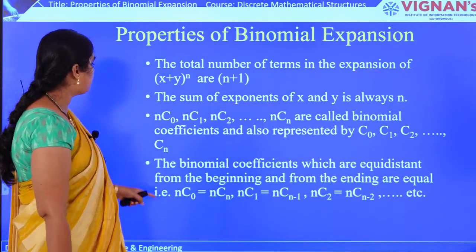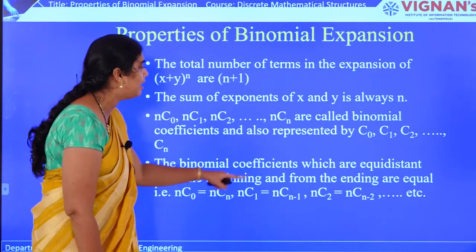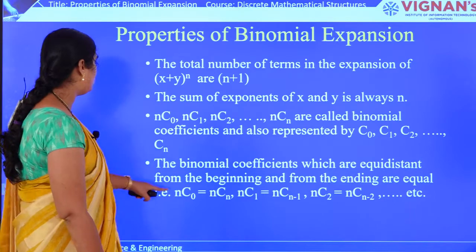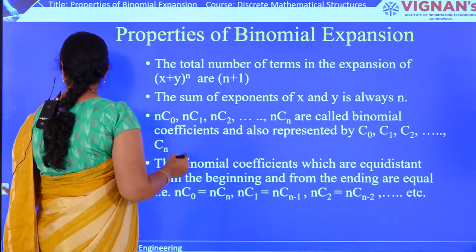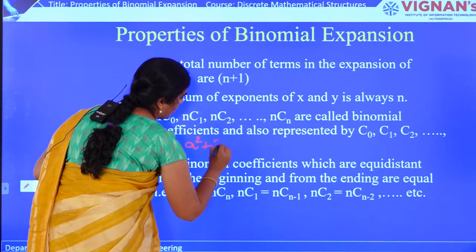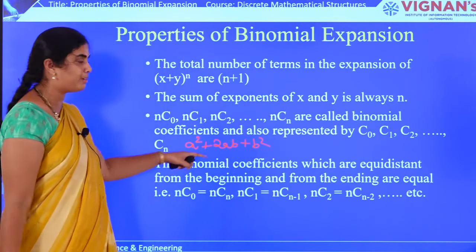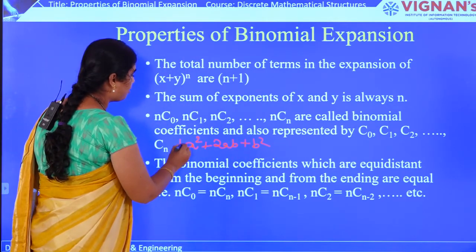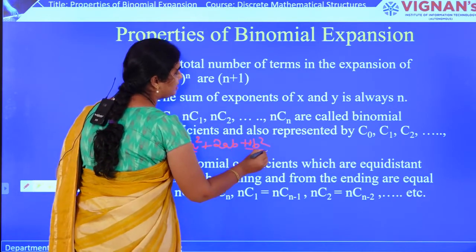And coming to the next property, the binomial coefficients which are equidistant from the beginning and from the ending are equal, nC0 and nCn. See, as I said, look at a square plus 2ab plus b square. This is the expression which I am given. Here what is the coefficient? 1. For this what is the coefficient? 1. This is the first term and this is the last term.